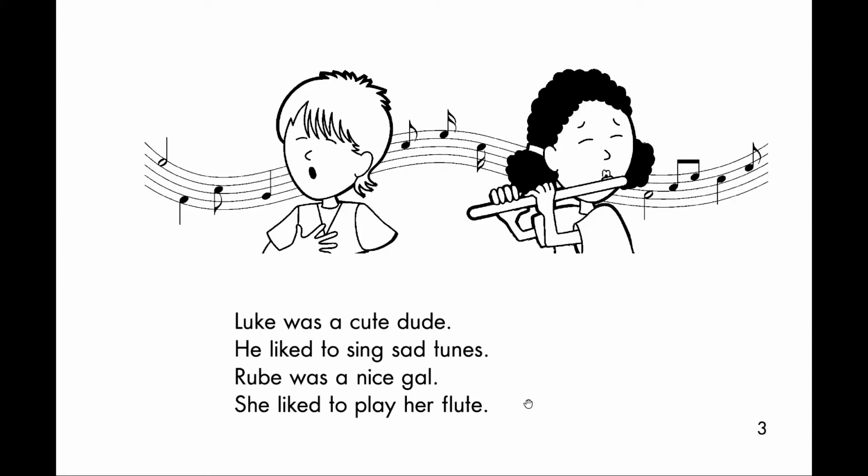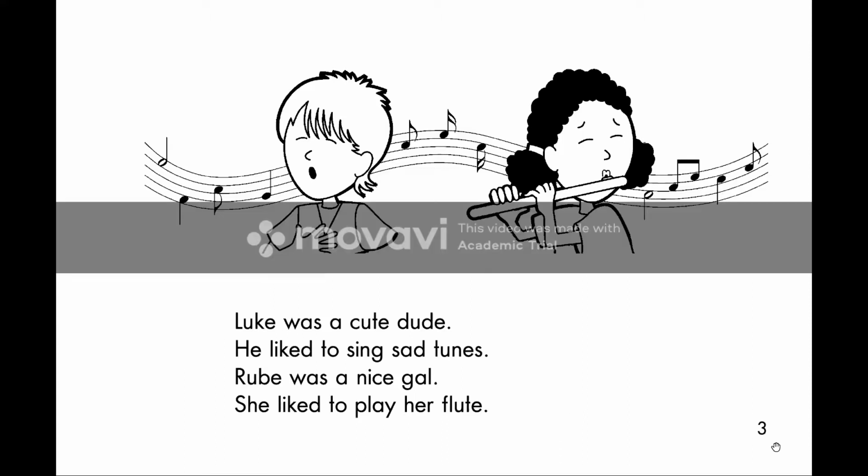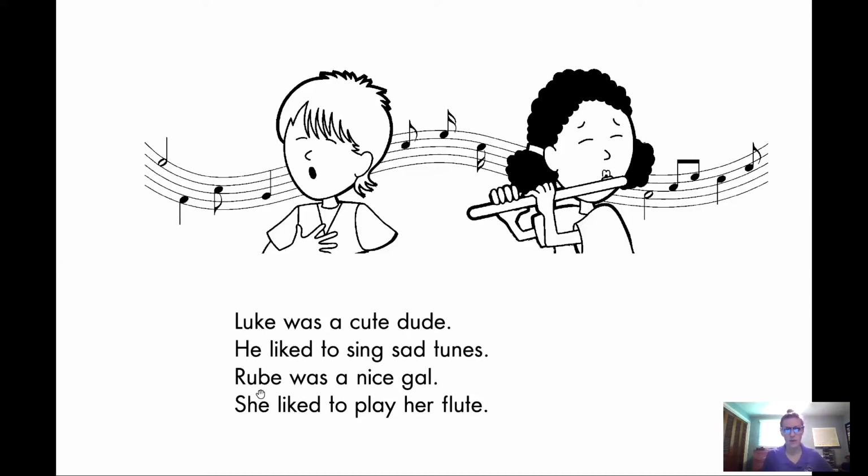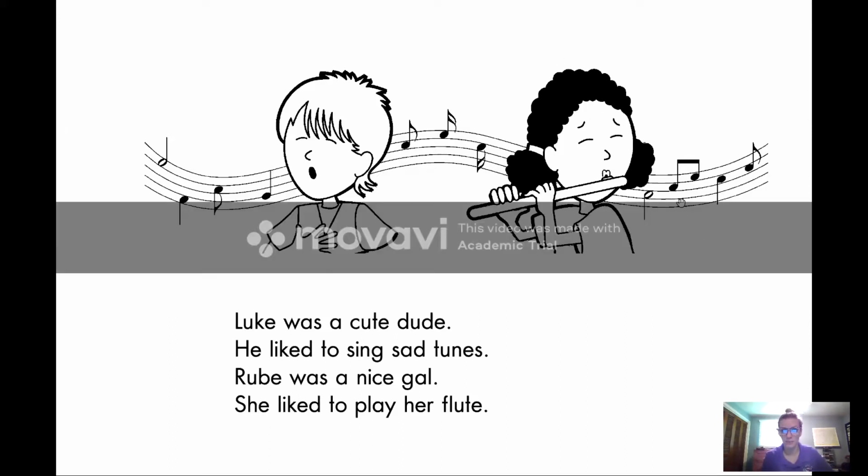Sorry about that. I made a little bit of a mistake. All right, so who are our two characters in our story? We have Luke, and this is the boy over here on the left. Then we have Rube, which I'm assuming is short for Ruby. I don't know. And Rube is playing her flute on this side. All right, let's continue to read.